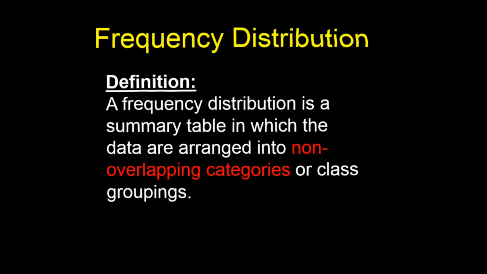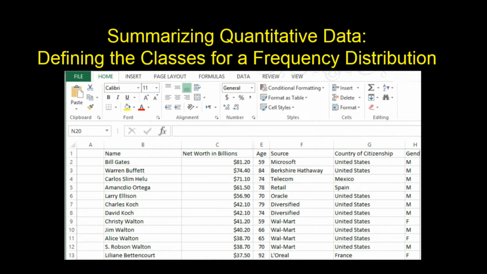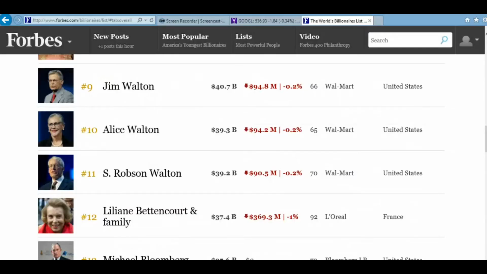or what are called class groupings. Here we have data compiled from Forbes' list of the world's wealthiest people. What I did was to take the top 100 wealthiest people and enter the data into a spreadsheet with each billionaire's name, net worth, age, country of citizenship, and gender. The data was taken from this website where it is spread out even more colorfully and in more detail with pictures and hot links, but it also makes it harder to get a sense of how these billionaires are spread in terms of age, gender, country of citizenship, and so on.